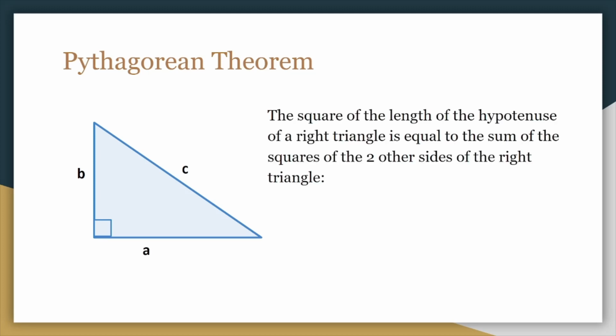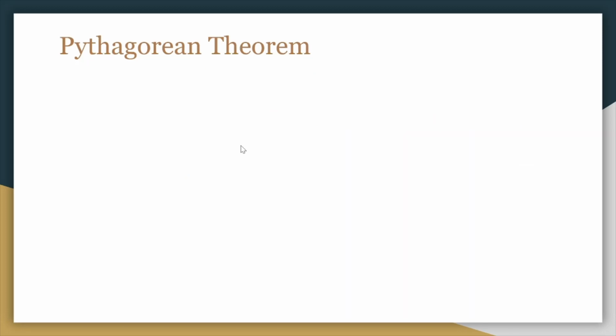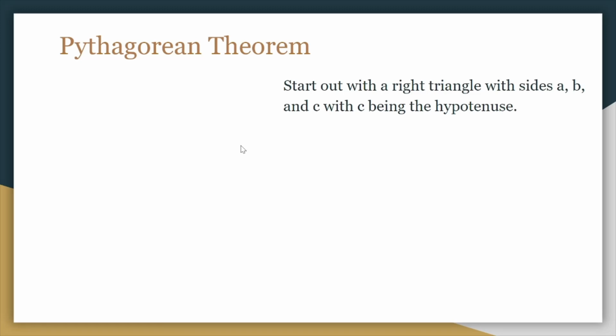The Pythagorean theorem tells us that the square of the length of the hypotenuse of a right triangle is equal to the sum of the squares of the 2 other sides of the right triangle. Hence, we get a squared plus b squared equals c squared, where c is the length of the hypotenuse, which is the longest side in a right triangle, and a and b are the lengths of the 2 other sides of this triangle. There are several proofs of the Pythagorean theorem, but we'll only be going over one of them here. So let's say we're given a right triangle with sides A, B, and C, where C is the hypotenuse. We need to prove that a squared plus b squared equals c squared.